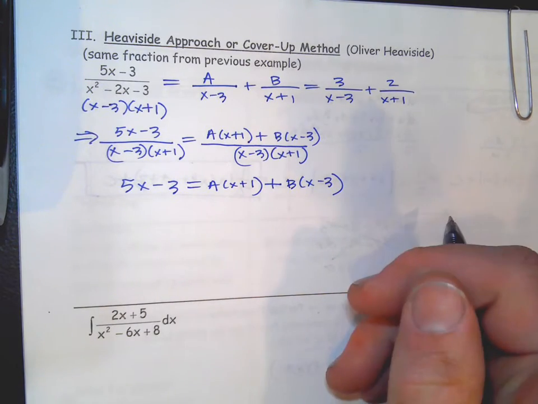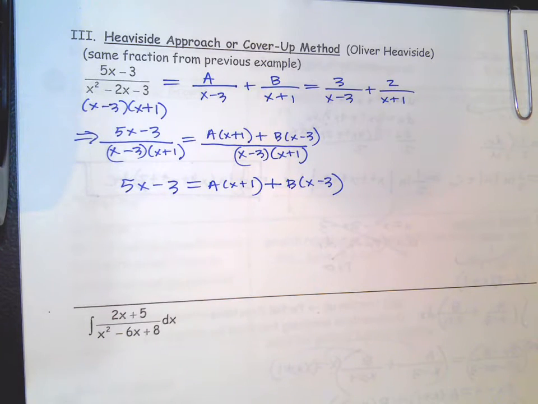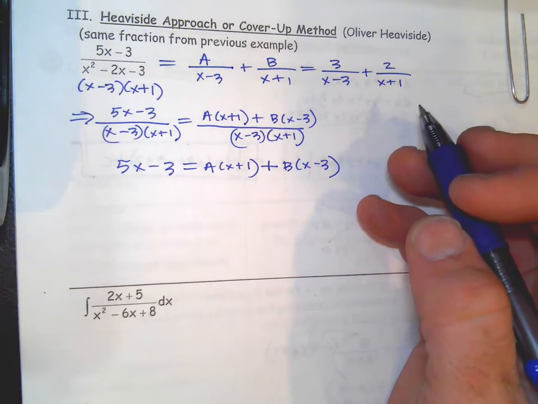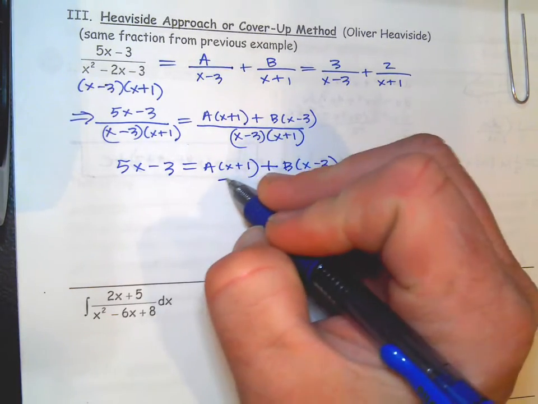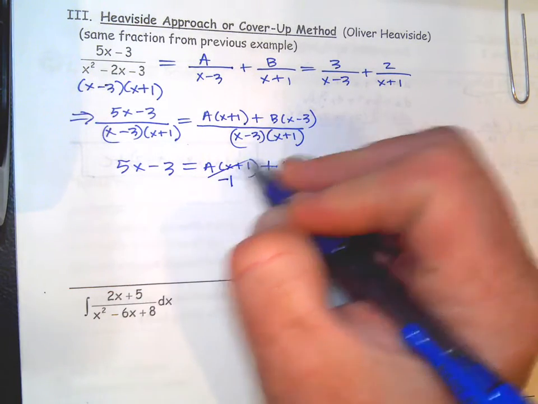Well, this is easier. Why don't we pick a value of x that will make one of these disappear? And it doesn't matter which one. Sometimes it will. But, you could be like, well, let's get rid of the a's. So let's plug -1 in. Okay? And then that will give you 0 times a, which goes away.